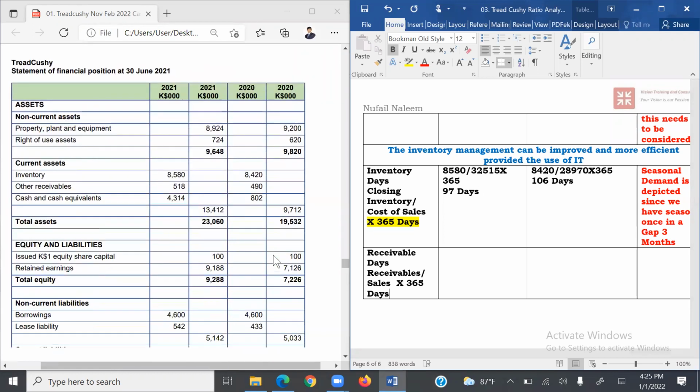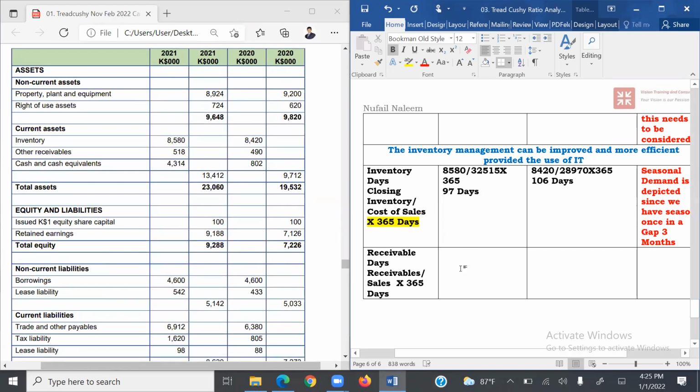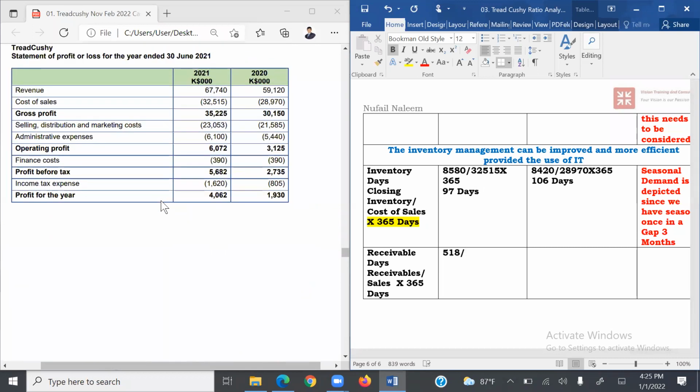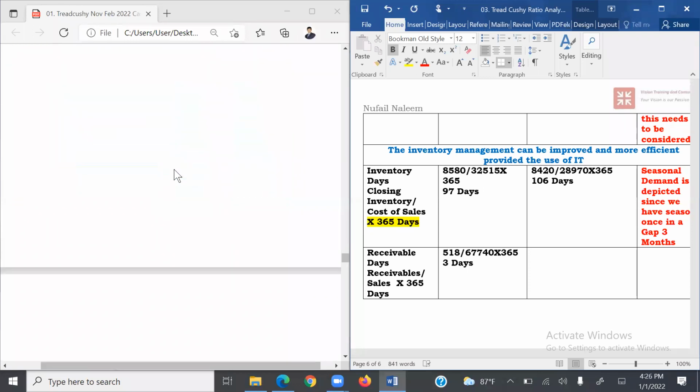So coming into these, students, if you see the receivables, they have mentioned other receivables only 518. And let's quickly go and see the sales. We already know it. That is 67,740 into, if I'm not mistaken, 365. So let's work on this, students. 518 divided by 67,740 into 365. So effectively, students, how many days is the period? I think it is only 3 days, right? If I'm not mistaken. And similarly, students, let's do it for the next one as well.